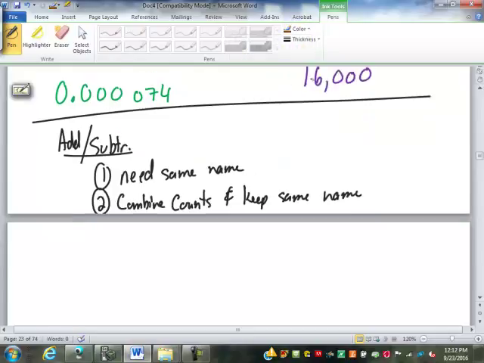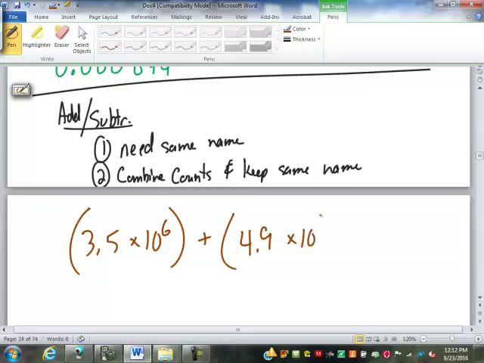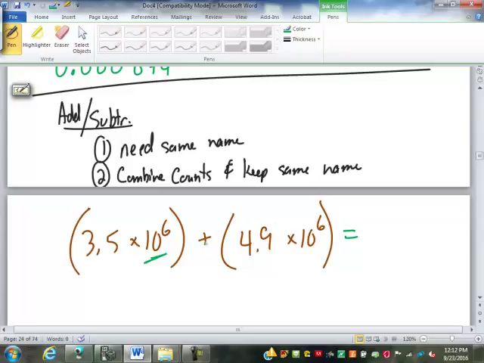So if I were to add 3.5 times 10 to the 6th, I'm putting it in parentheses just to show that's a single number, plus 4.9 times 10 to the 6th. First of all, I can add these because they have the same name. They're both 10 to the 6th. I'm going to combine my count. 3.5 plus 4.9 is 8.4 times 10 to the what? Well, when I add, I keep the same name, so it's going to stay 10 to the 6th.